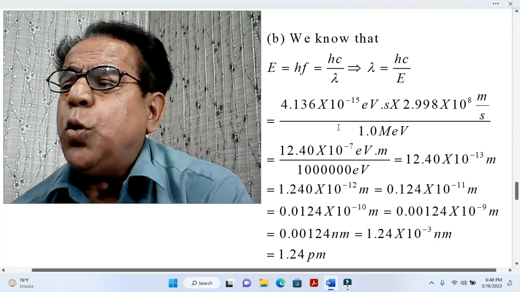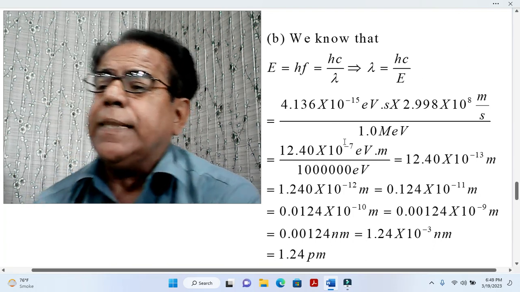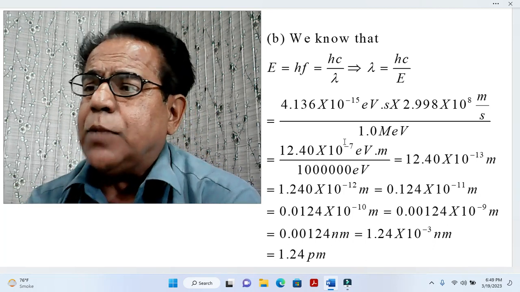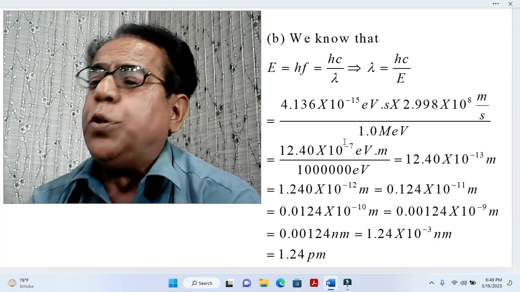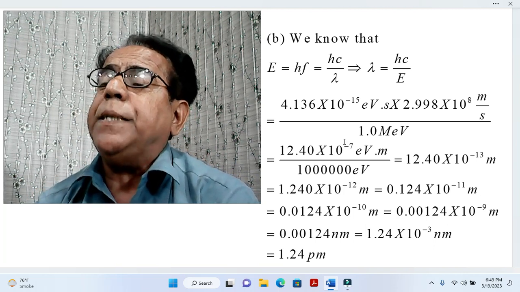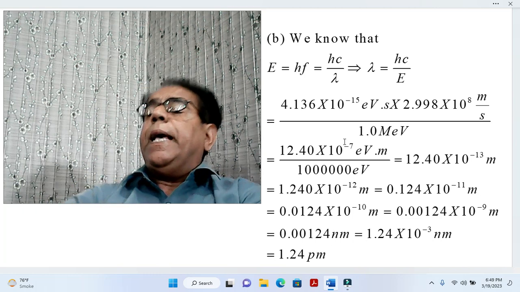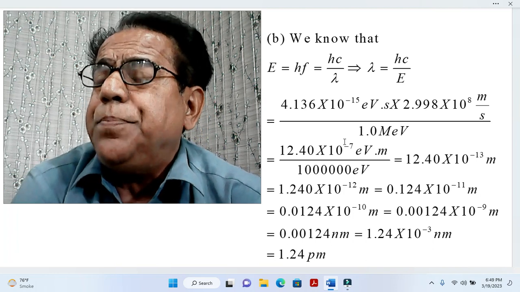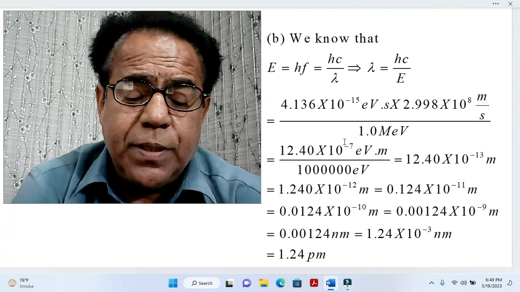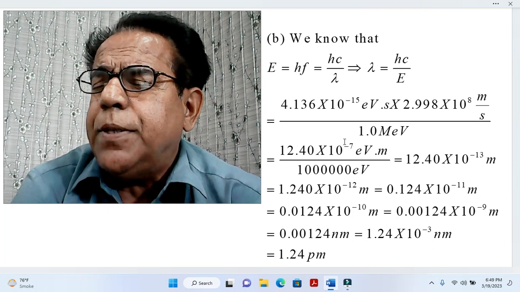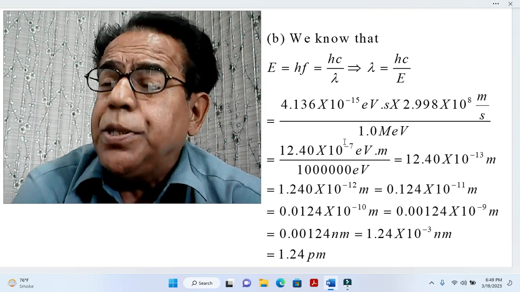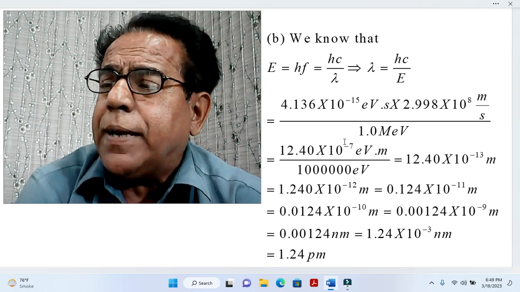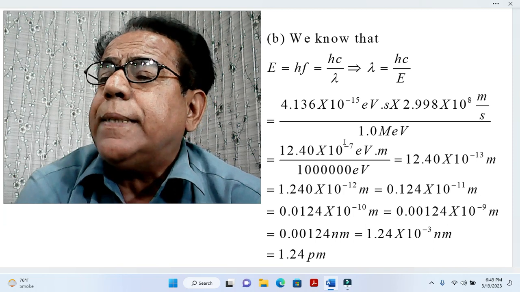Okay, so we do not go into the details of these calculations, and we reach this point where it becomes equal to 12.40 into 10 raised to the power minus 13 meter. Dear students, as I have already mentioned, 10 raised to the power minus 13 is not appropriate priority-wise for us. What is important or appropriate for us is 10 raised to the power minus 12.